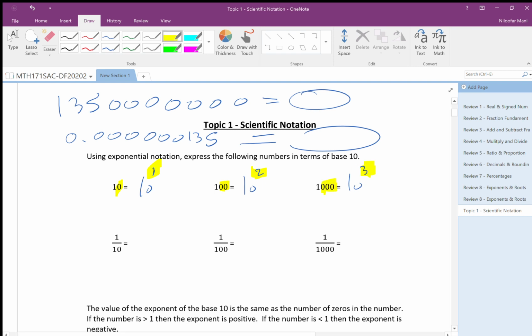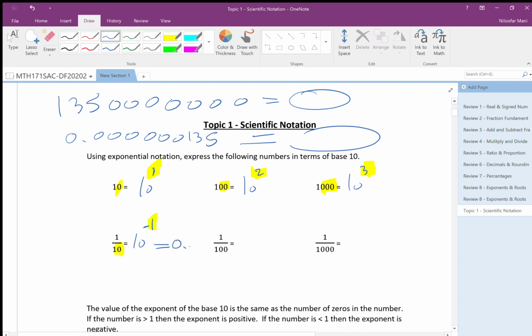Okay, how about 1 over 10? How about 1 over 100, 1 over 1000? It's the same thing, but negative. So here it's 10 power minus 1. So I see 1 0 in the denominator, and I have 1 but negative in the power. Okay, how do I show my answer? If I use my calculator, how do I show my answer in decimal? How do I show it?